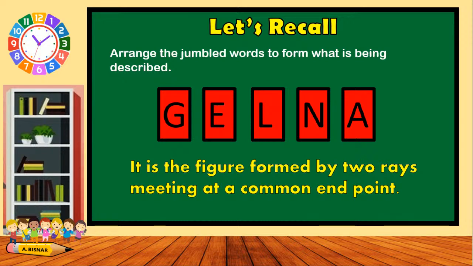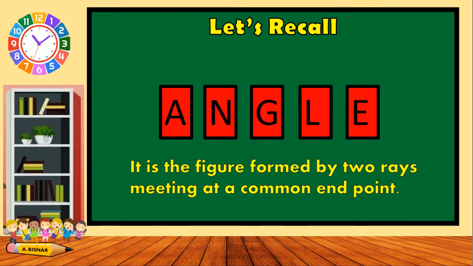So, in here, what's the answer? If you hear me loud and clear, you can type your answers. Okay, let's check if that is correct. The answer is angle. So again, it is formed by two rays.